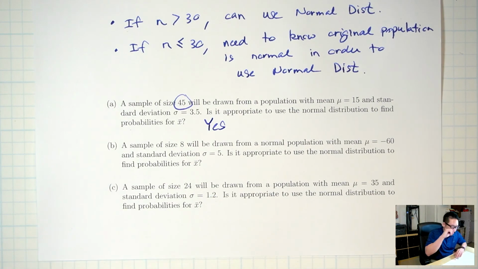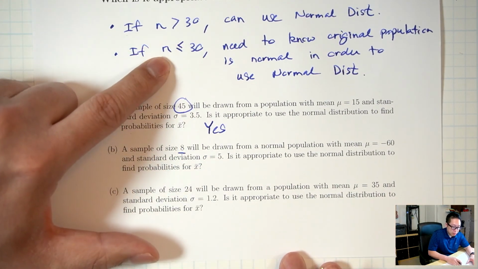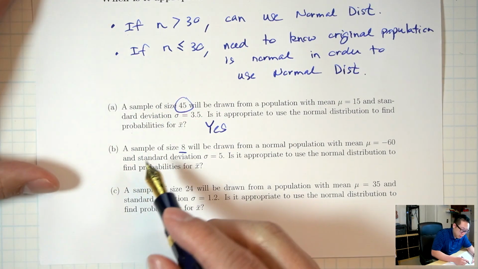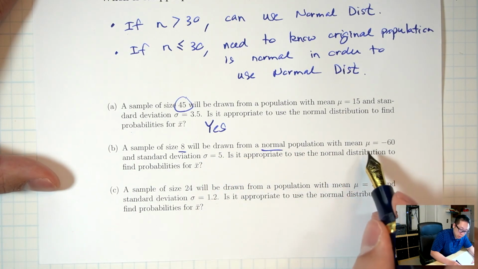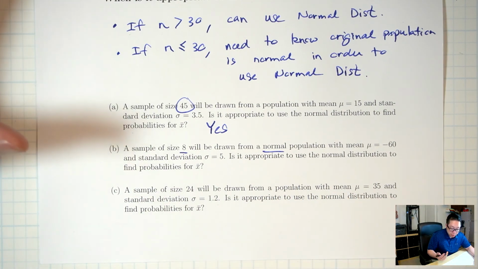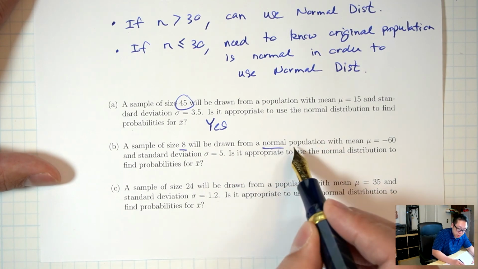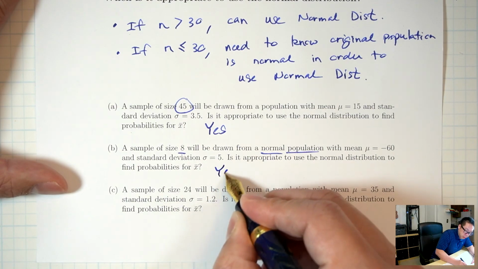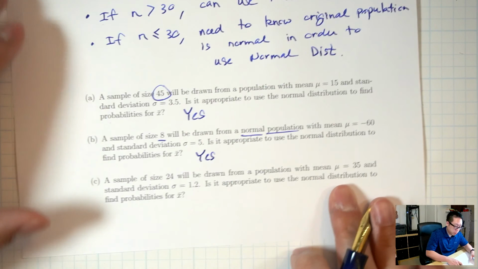Part B, a sample of size 8. Okay, so this is now a small sample size. So I do need to see normal population somewhere else in the problem. A sample of size 8 will be drawn from a normal population. I do see it, with mean this and standard deviation this. Is it appropriate to use the normal distribution? Yes. Small sample size, but I do know that the original population is normal. So yes, I can use the normal distribution. In other words, I can draw this picture and I can use pnorm, qnorm.